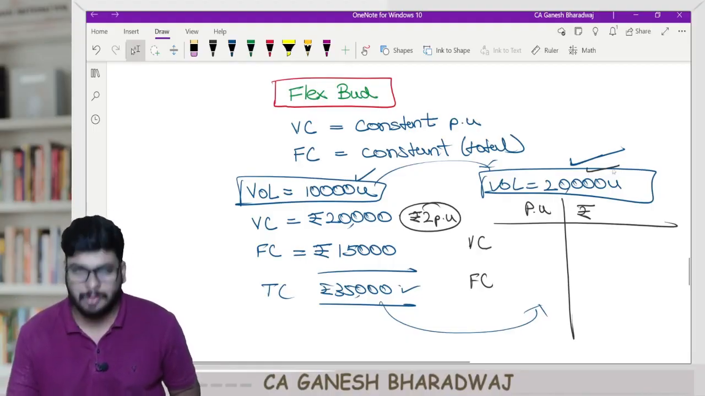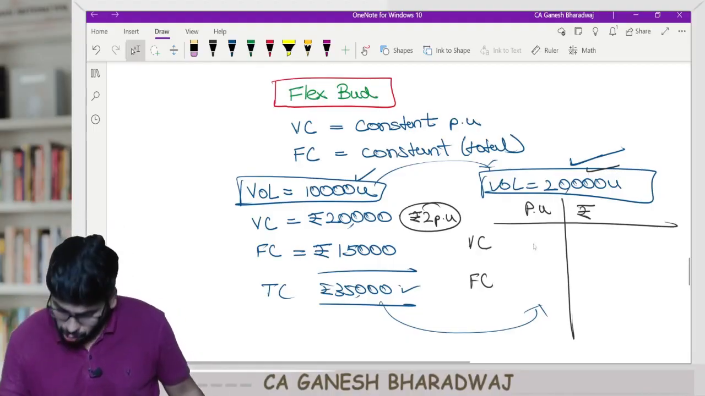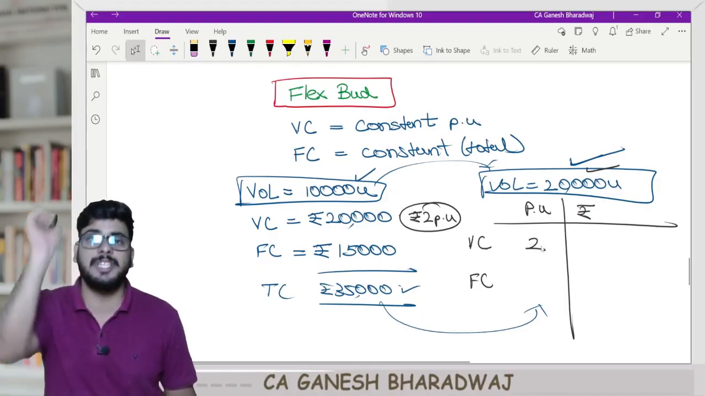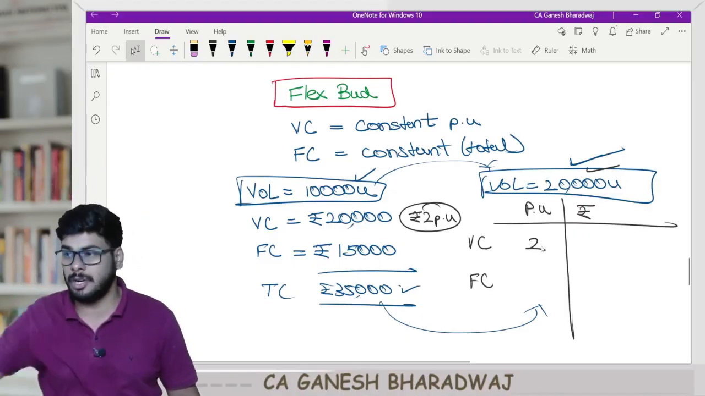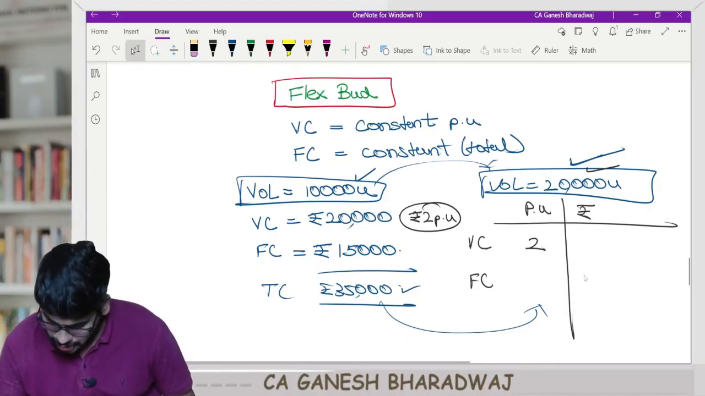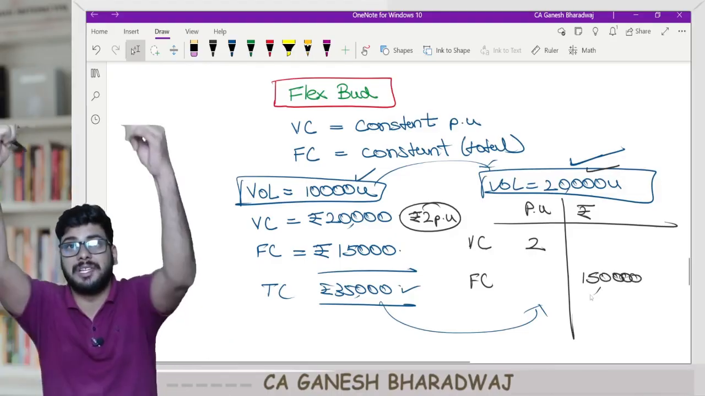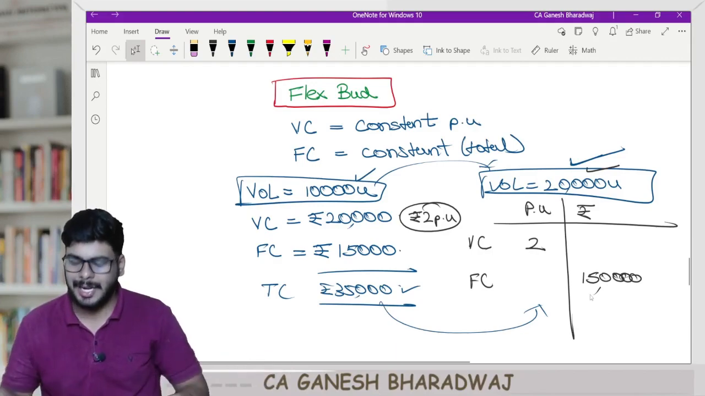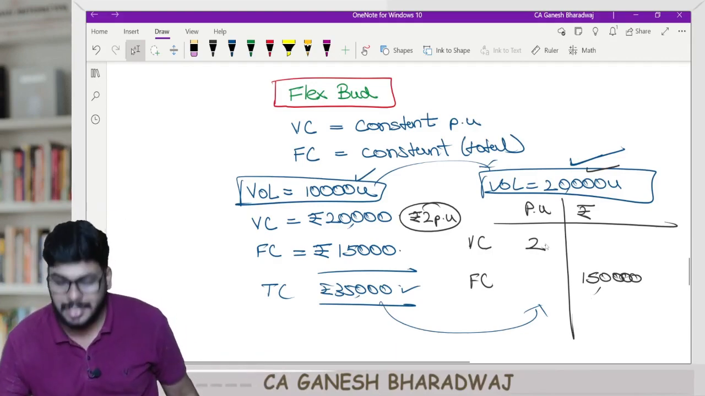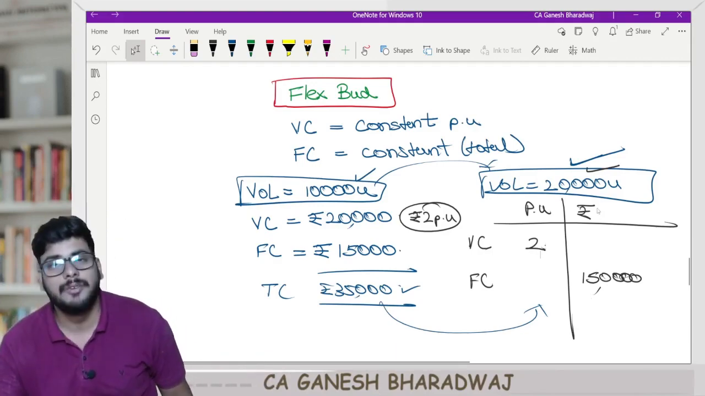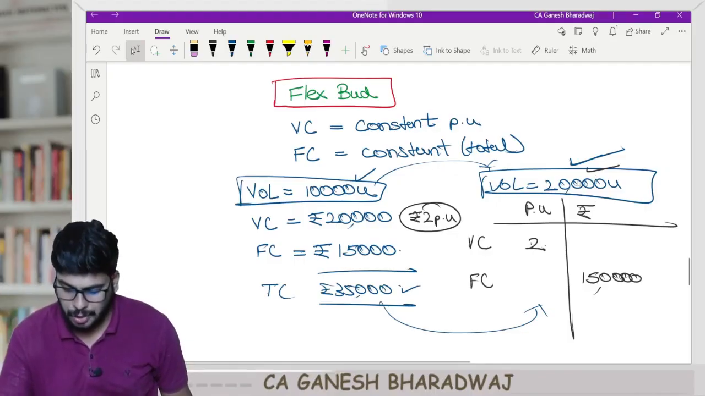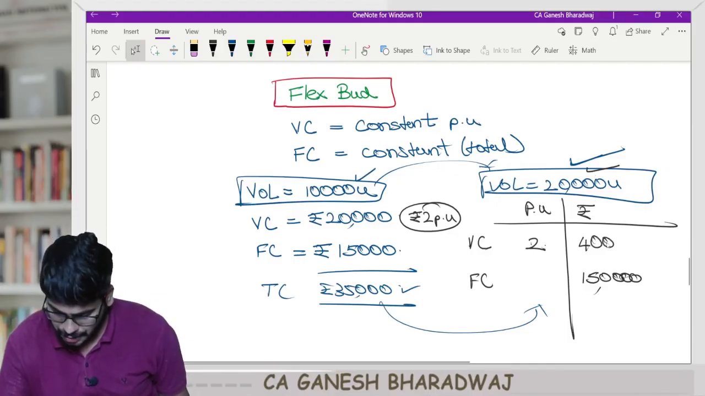For this 20,000 units column also, the variable cost will continue to be 2 rupees on a per unit level. It remains constant on a per unit level, whereas the fixed cost will be constant in total. So fixed cost, I will fill in the total column. Clear with this? Now I can prepare the other one. So what is going to be the total variable cost for this 20,000 units level? 2 into 20,000, it's going to be 40,000 rupees.